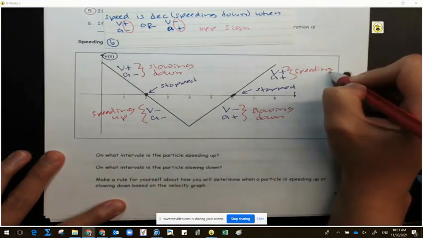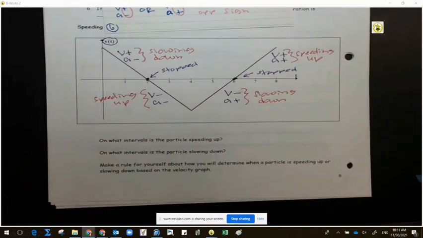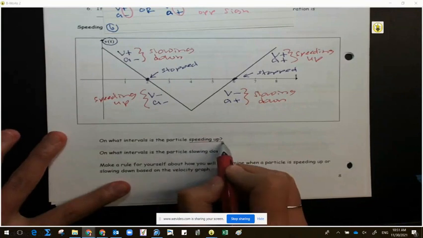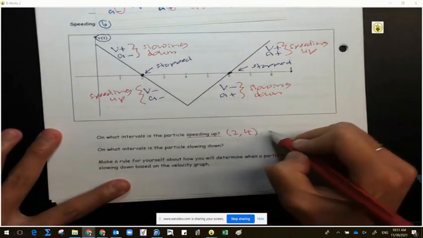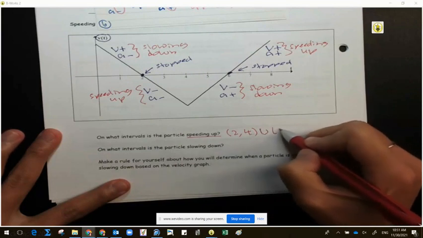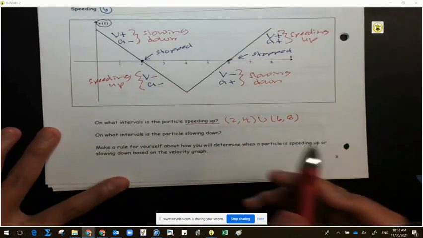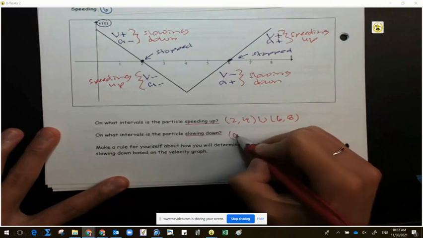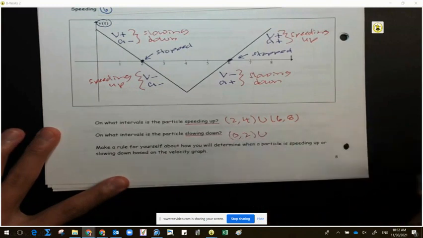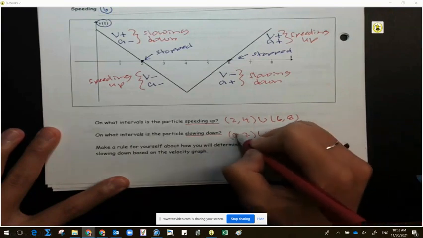So let's answer the first two on the bottom. On what interval is the particle speeding up? The first one is at 2 to where? 4. 2 to 4, union, and where to where? 6 to 8. And then where it's slowing down, we have two intervals again. The first one is 0 to 2. And where's the other one? 4 to 6.